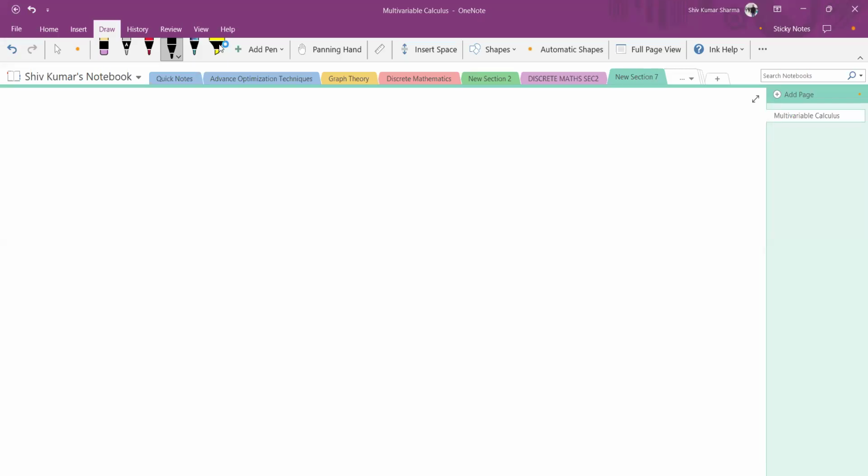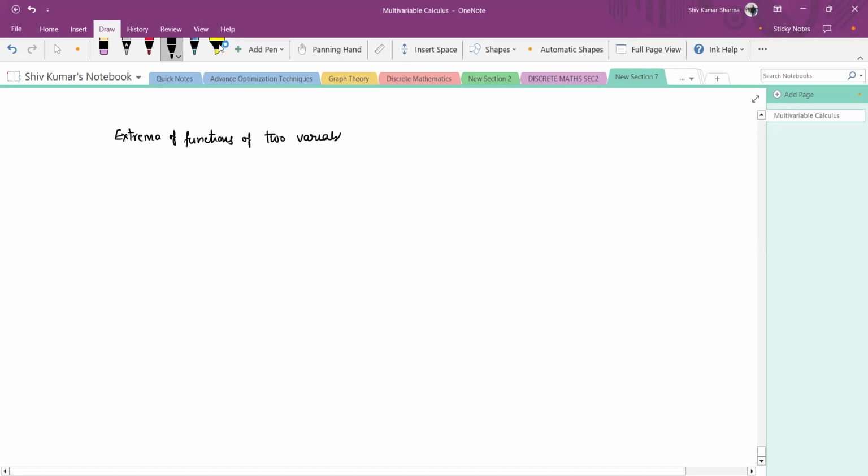Today we will discuss the extrema of functions of two variables. We have to check how to calculate or say that the function has the maximum value or minimum value. So we have some working procedure for finding the extremum value of the function.